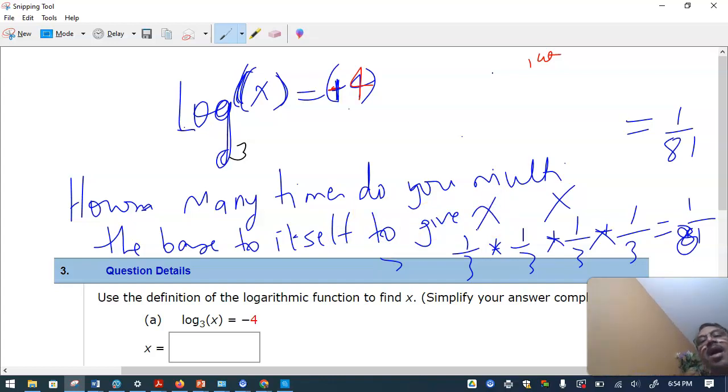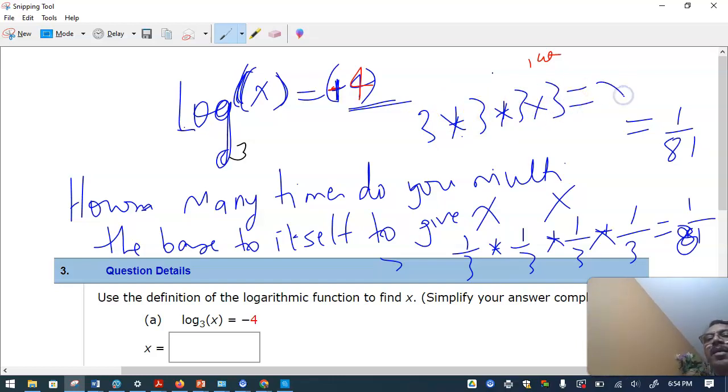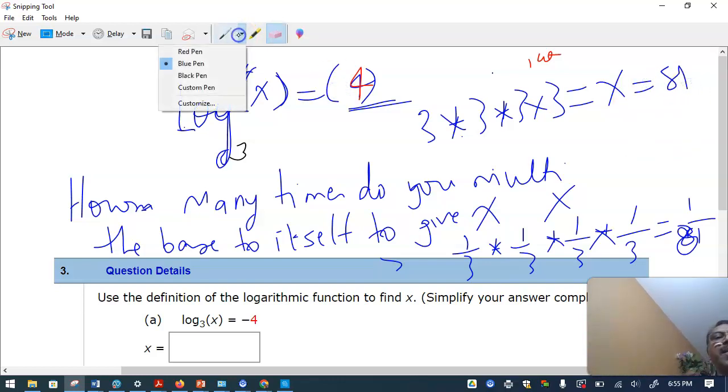But they gave you already the answer. So it's like he's saying, okay, you multiply 3 by itself 4 times. So it means 3 times 3 times 3 times 3 is already given to you as x. So that would be your 81 here, if that was the case. But right now it's not plus, it's minus.